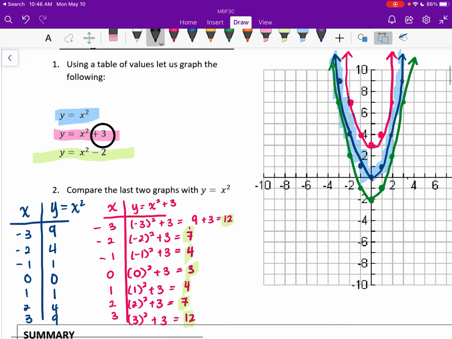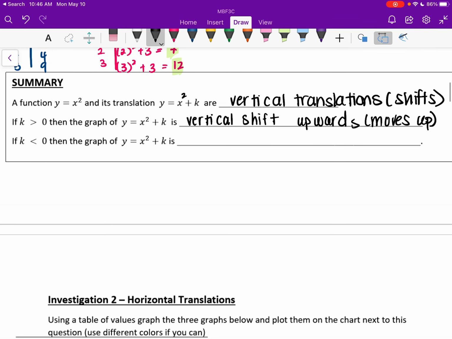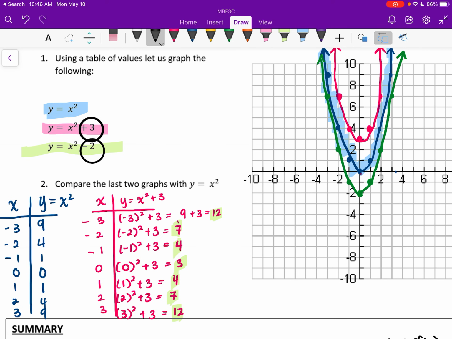Whereas if k is a negative number, like it is here, it's -2. If k is less than 0, so it's negative, it's a vertical shift down, or you move the entire graph down. Right, which makes sense, because if it's negative, it's going to become more negative. If it's positive, it's going to become more positive. Right, so you add or subtract according to whatever the k value is.